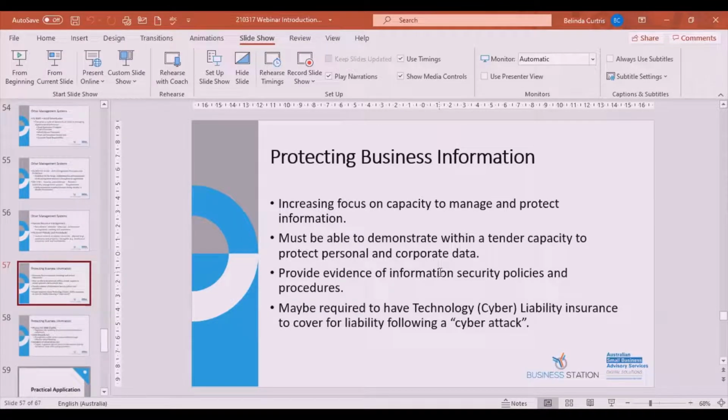Protecting business information is becoming increasingly important. I do have a webinar later on today about this.